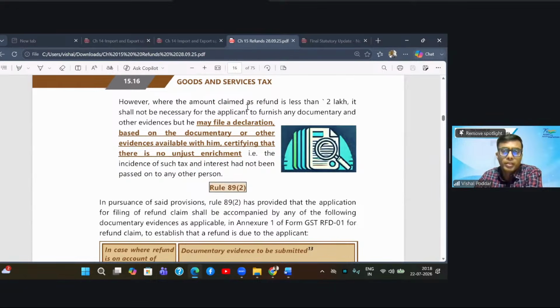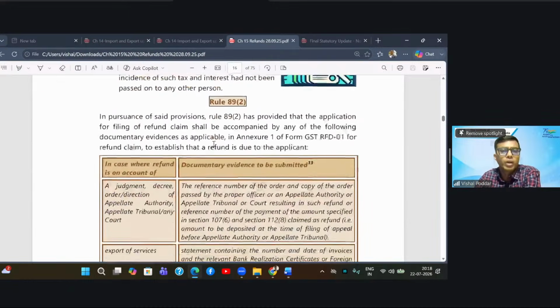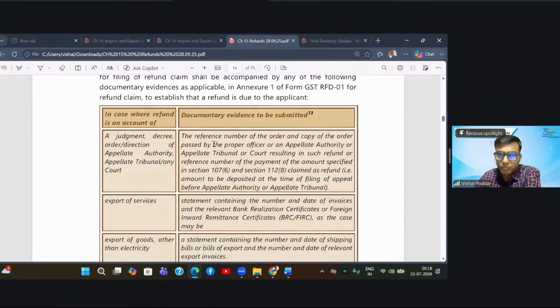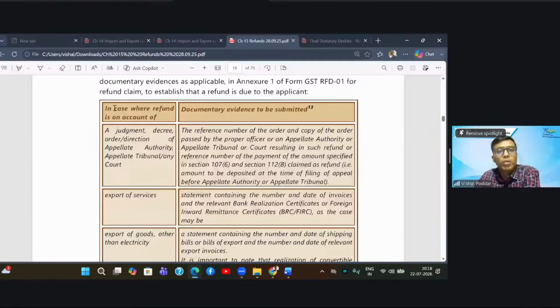Most important, where the amount claimed as a refund is less than 2 lakhs, it is not necessary for the applicant to furnish any documentary or other evidence, but may file a declaration based on the documentary or other evidence available with him, certifying that there is no unjust enrichment. Now, further documents: in case where the refund is on account of some judgment or decree, what you have to submit additionally is the reference number of the order and the copy of the order passed.